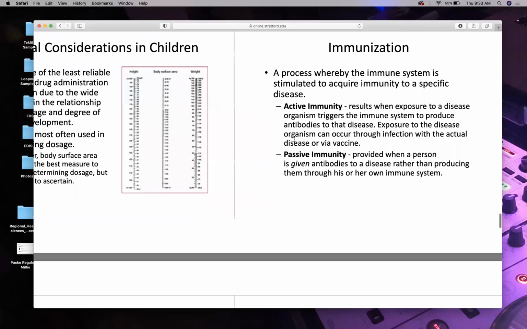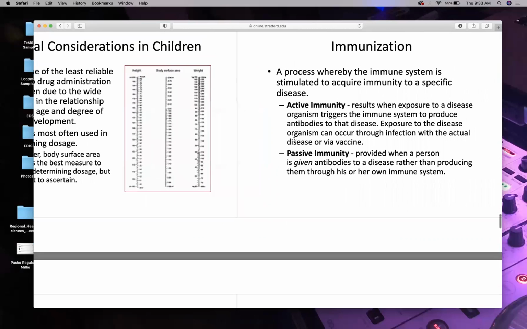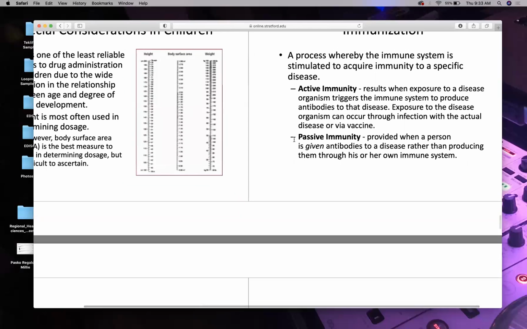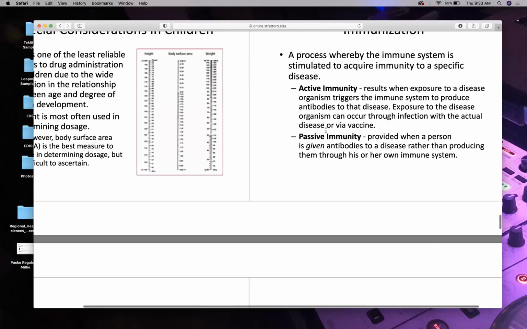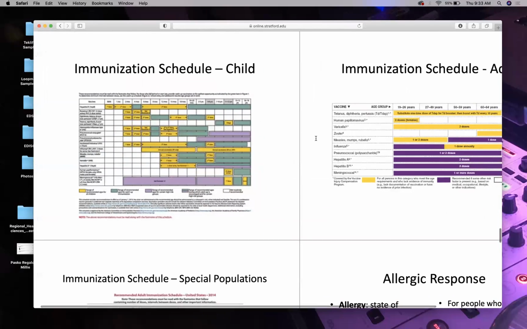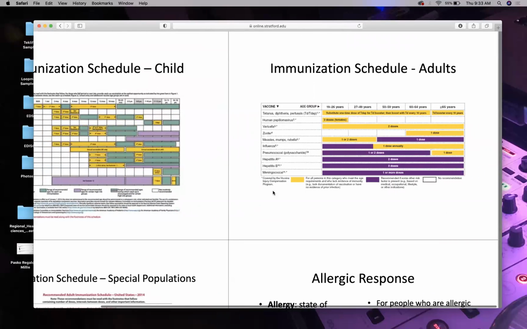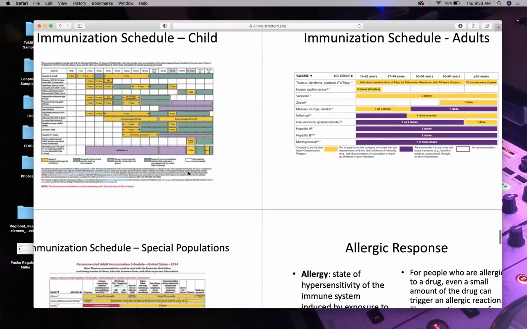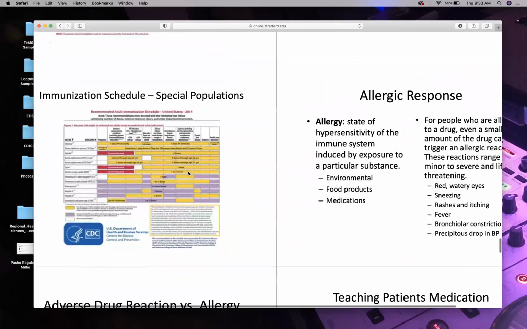I don't have to go over active versus passive immunity. You should know that from anatomy and physiology 2. I just lectured that last night, right? So you can review that little part. Immunization schedules, they're a little bit different. They change from year to year, but these are pretty, I believe Dr. Cisco updated these, so they should be good.